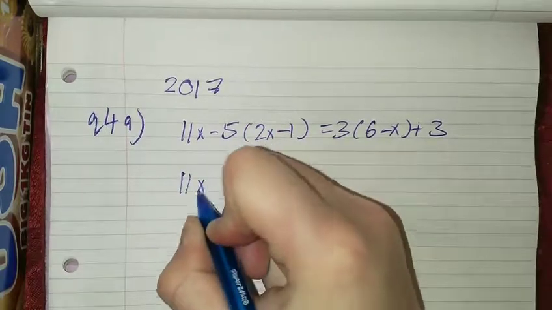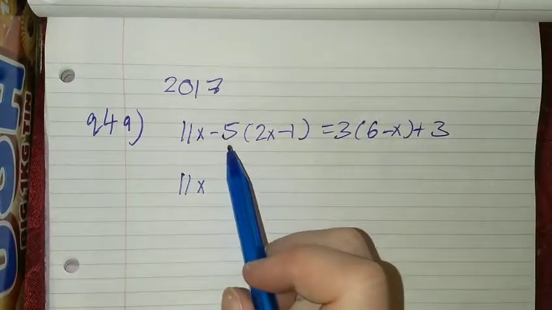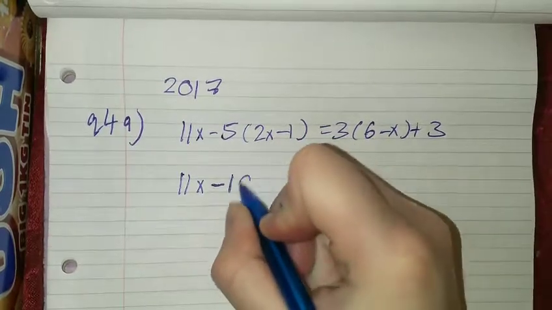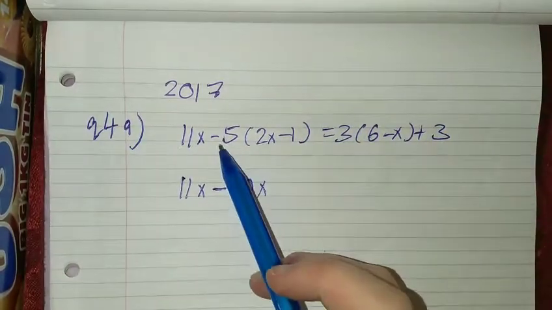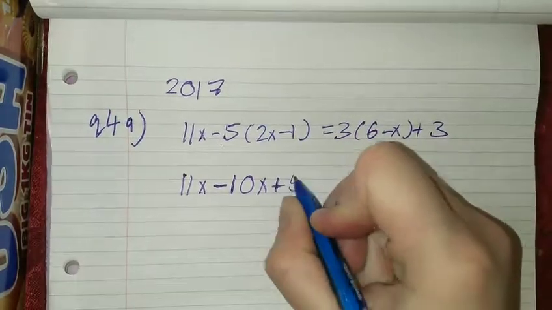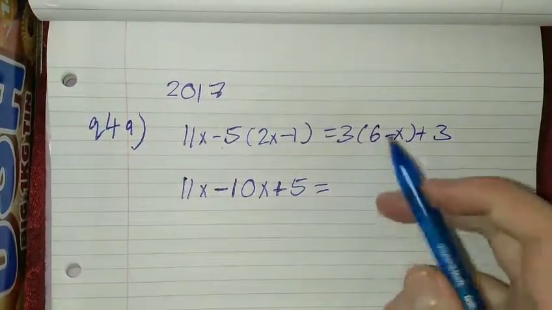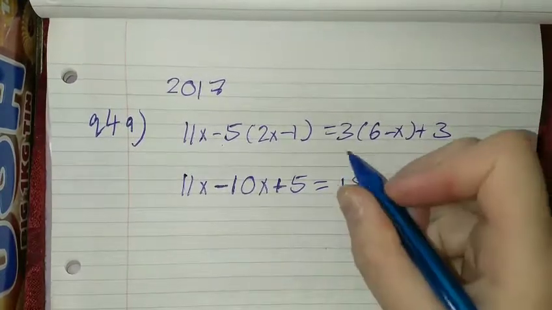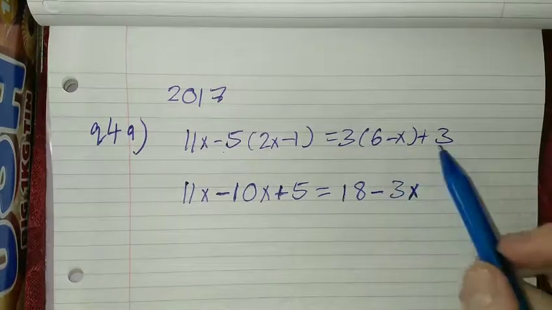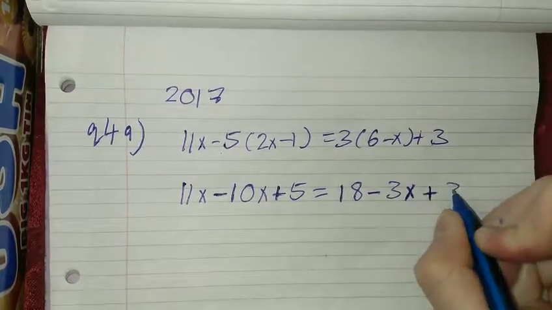So I'll just write out, so I have 11x and then minus 5 by 2x, so that gives me minus 10x, and then minus 5 by minus 1 gives me plus 5. And then I have 3 by 6, so that gives me 18, and 3 by minus x gives me minus 3x, and then I have a plus 3 here at the end.